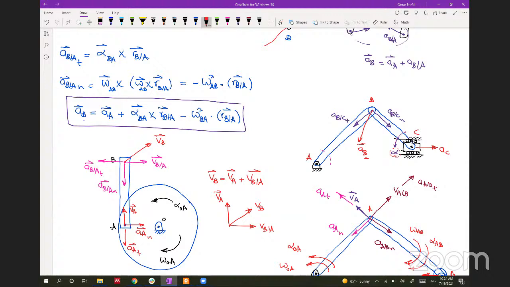Similarly, you can get AB, which will be equal to AA plus AB with respect to A. From here you can get the direction of AB with respect to A, and from here you can get the direction of AA, and then you sum these two vectors to get the acceleration at B.